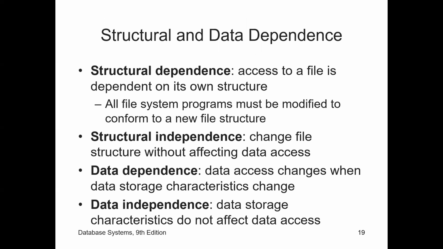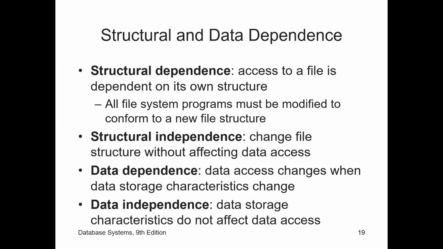Structural and data dependence. A file system exhibits structural dependence, which means that access to a file is dependent on its structure. File system application programs are affected by changes in the file structure. Conversely, structural independence exists when it is possible to make changes in the file structure without affecting the application program's ability to access the data.